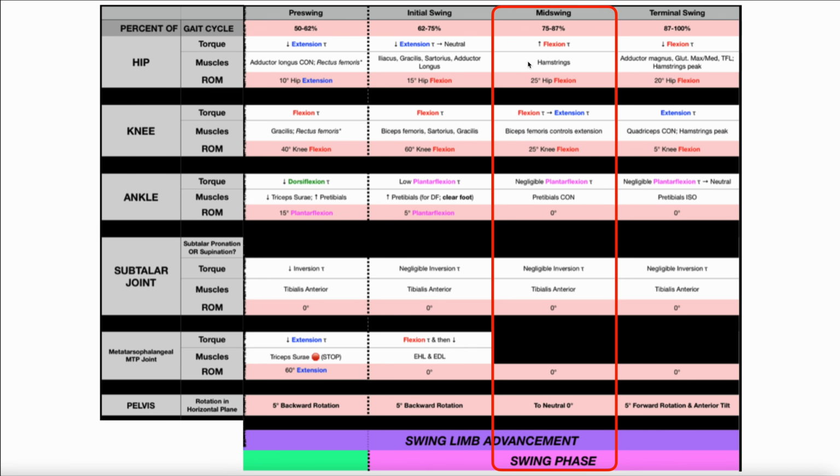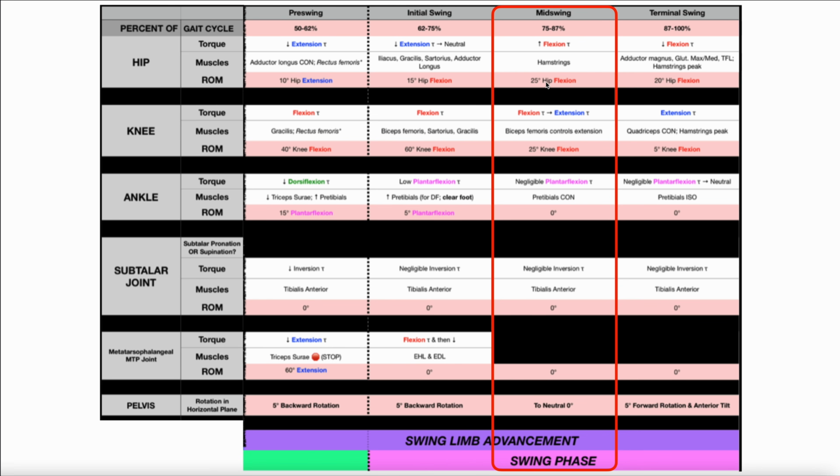Okay, so to control it, we have the hamstrings. Hamstrings act as hip extensors here, and they're acting to control this increasing flexion torque. What you should also notice here is that we now peak at the angle of hip flexion. So mid-swing is where we have the greatest angle of hip flexion, and that is 25 degrees.